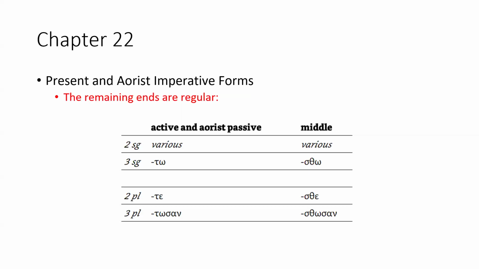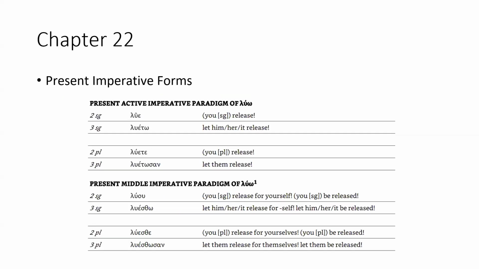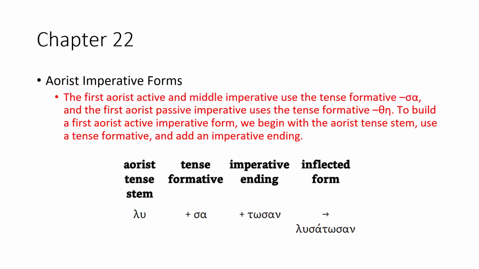So you can see here regular endings for third singular: to in the active and aorist passive, and sto in the middle. Second plural is te and ste. Third plural is tosan and stosan. So here are the present imperative forms: lue, you release; lueto, let him, her, it release. Second singular, third singular. You can pause the video and look through them here. You will be learning these paradigms.